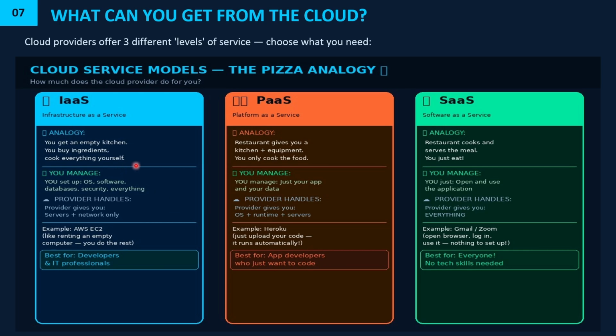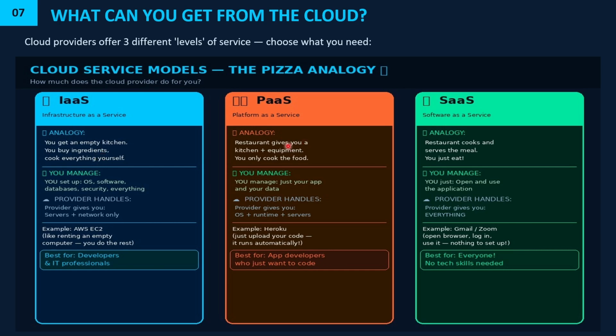Right. So as compared to IaaS, the infrastructure as a service, we don't have anything. The provider will only give you the servers and network only. It's like giving you a computer, you do the rest of the things to work. The computer needs to work. Like if you get an empty kitchen, you have to buy ingredients, you have to cook everything, right?